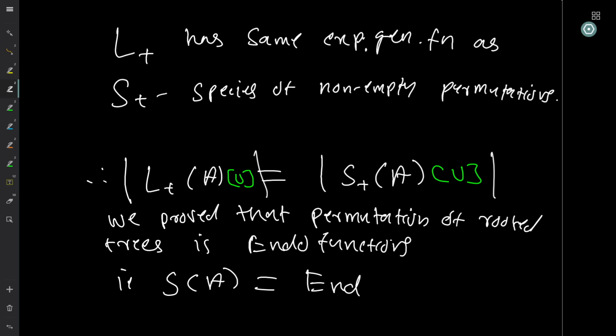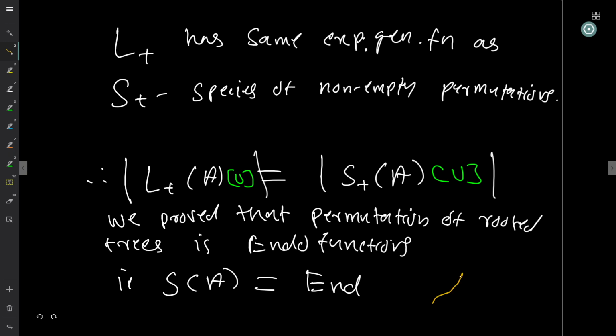Now, if you recall, when we were looking at this graph, we proved that the permutations of rooted trees are basically endofunctions. Because endofunctions can be thought of like, if you look at the map of an endofunction, we saw that it basically has this nice structure.